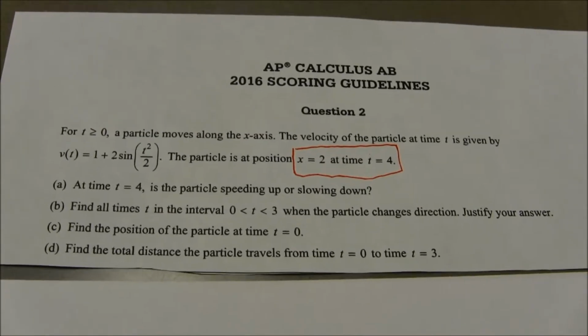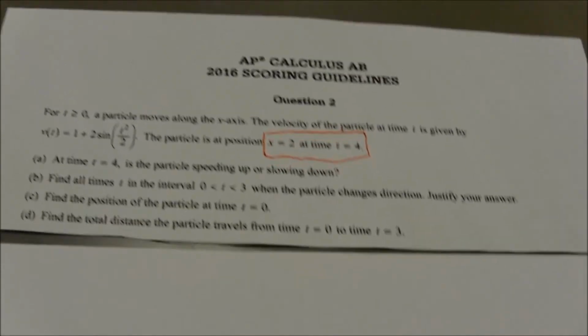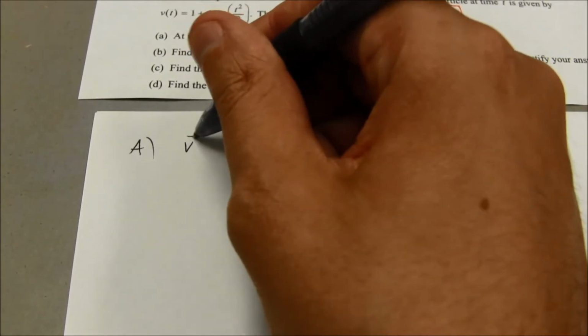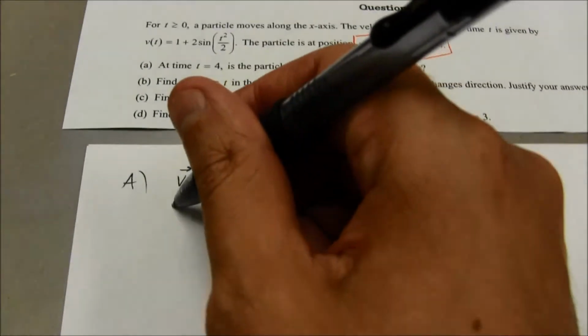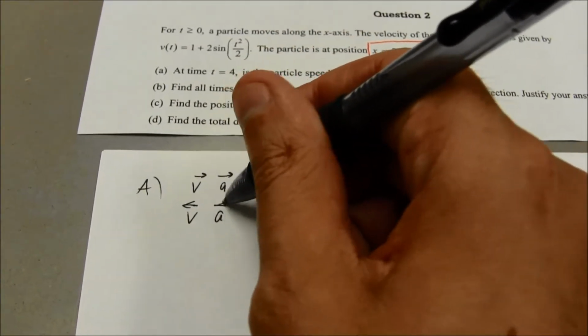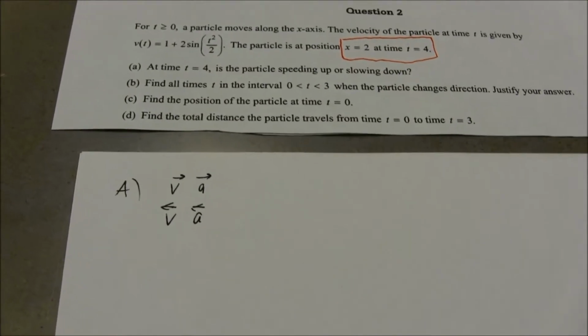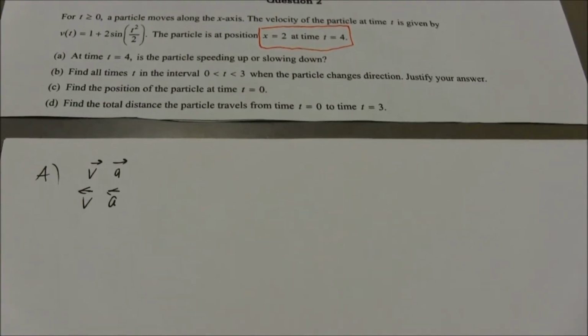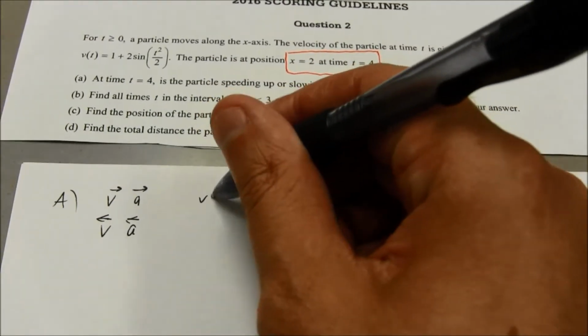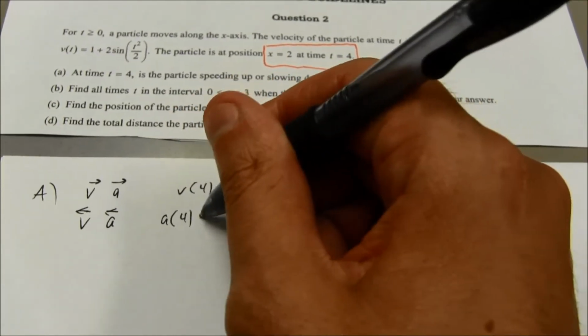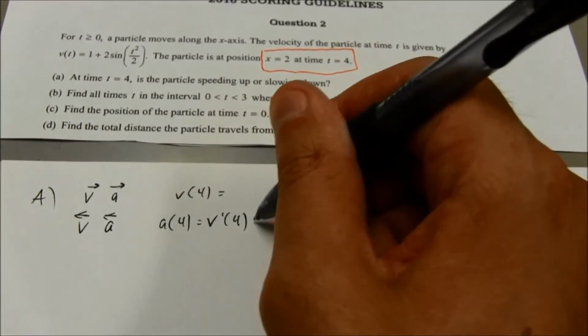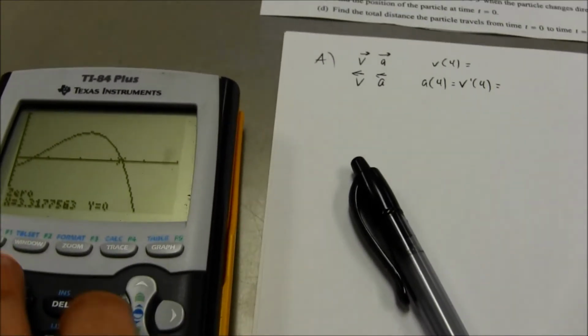Anyway, at time equals 4, is the particle speeding up or slowing down? Remember, if a particle is speeding up, that means either the velocity is positive and the acceleration, which is the change in the velocity, is also positive, or it means the velocity is going in the negative direction and the acceleration is also negative. That's speeding up. So we want to check the sign of the velocity and the acceleration at 4. So I want to find v of 4 here. I want to find the acceleration at 4. Acceleration, of course, is the derivative of v, so I'm going to find that. And I can go to the calculator pretty quickly and find these values, hopefully.